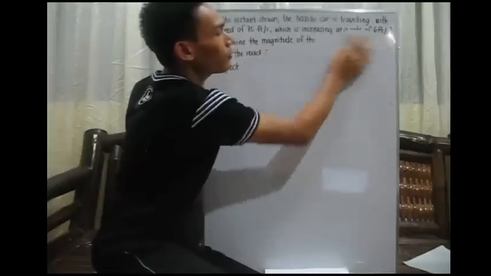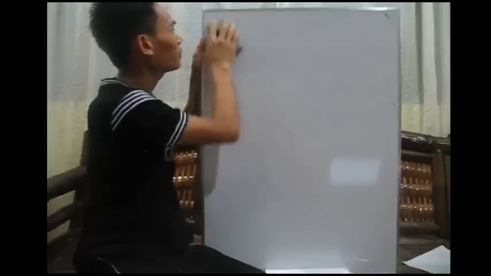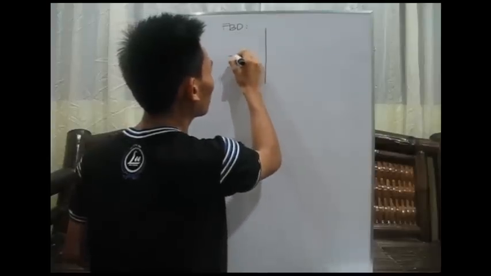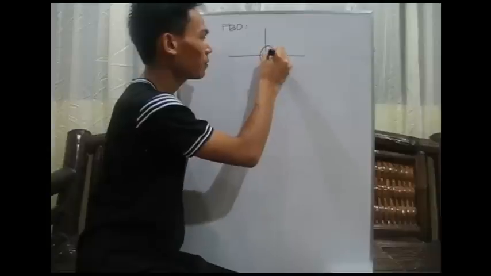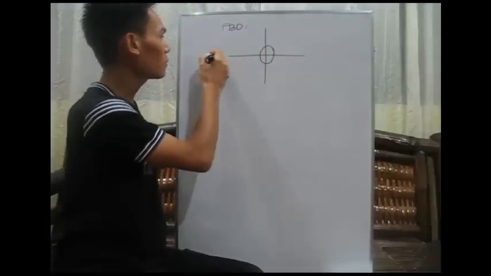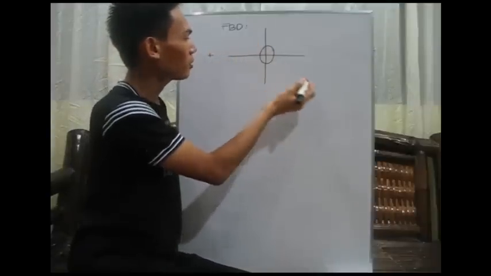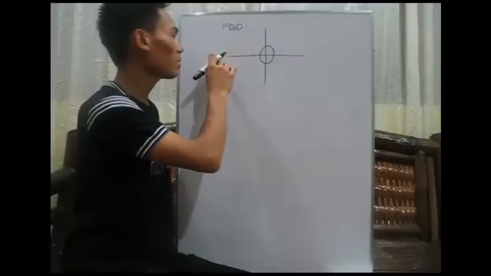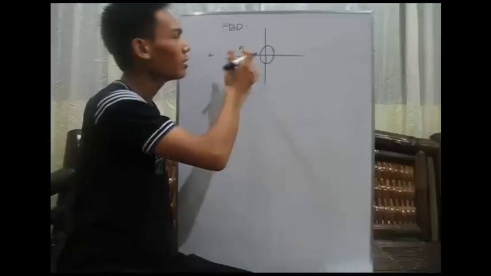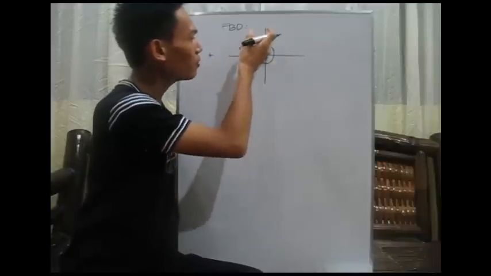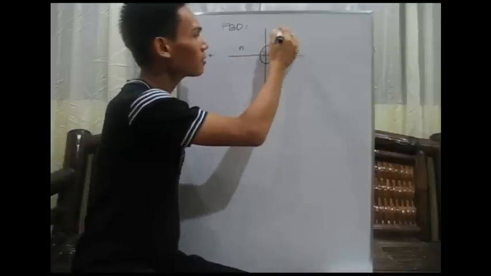We will now draw the free body diagram of this problem. We will draw a Cartesian coordinate plane to show the position of our car. This is our car, then this will be the center of our curvature. If this is the center of our curvature, our n will always be directed to the center of the curvature. So this will be our normal. Our tangent will always be perpendicular to the n and always tangent to the circle.